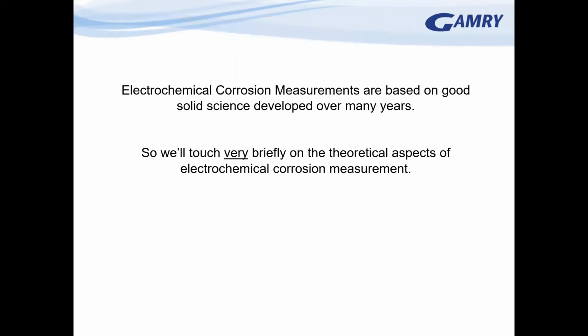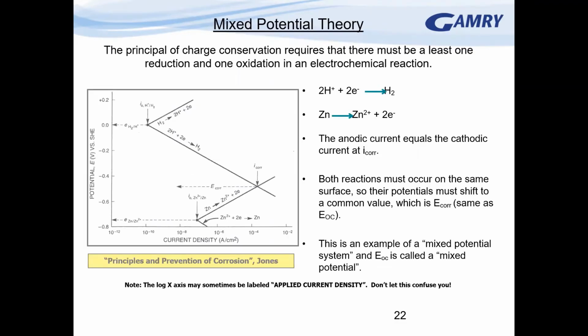I want to briefly touch upon the theory behind these types of measurements. The principle of the theory that we use for looking at corrosion measurements is called the mixed potential theory. The principle of charge conservation requires that there must be at least one reduction and one oxidation reaction going on in balance. The graph, known as an Evans diagram, shows the current voltage behavior of interacting anodic and cathodic reactions.